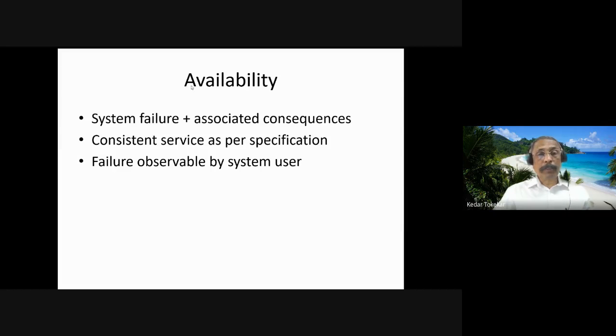Now, whom does this availability failure impact? This impacts the system user, because if the server goes down, the system user will be able to see it. But there are some other quality attributes which the end user may not see directly, but those are defined for a purpose.